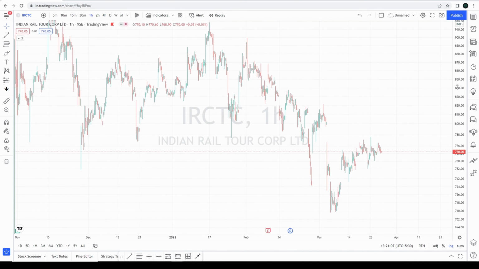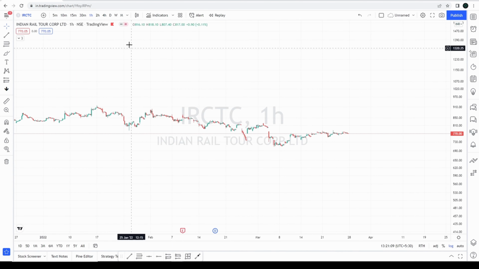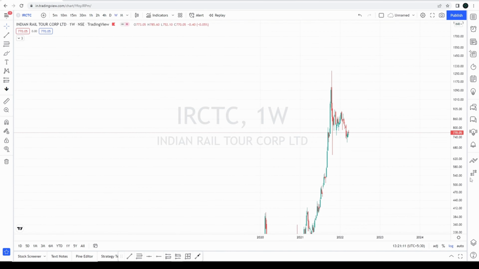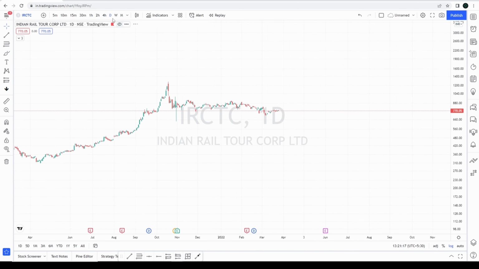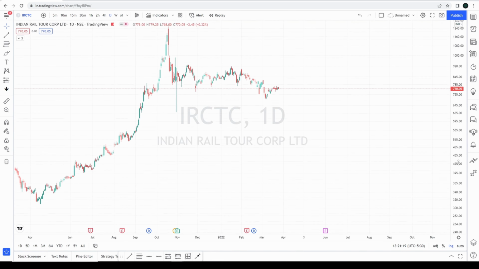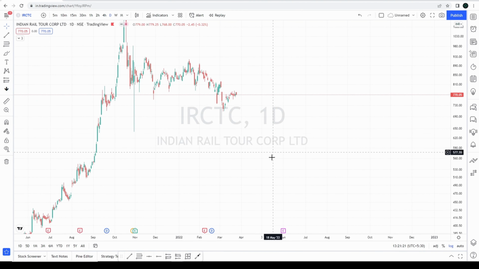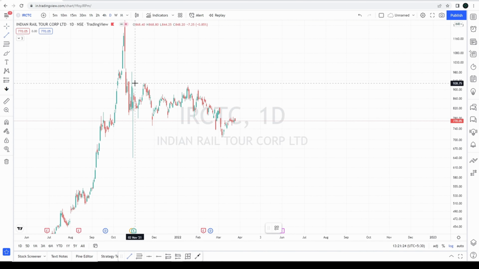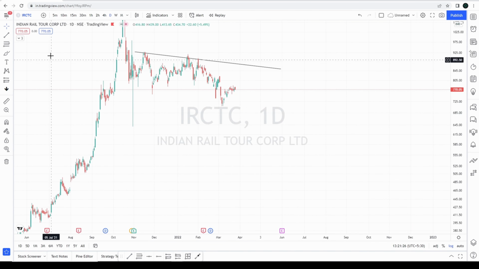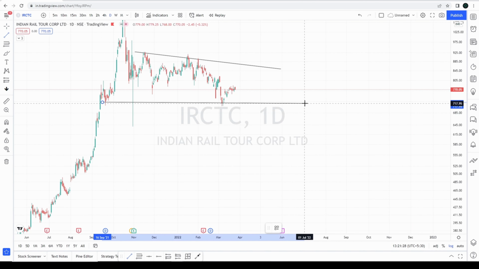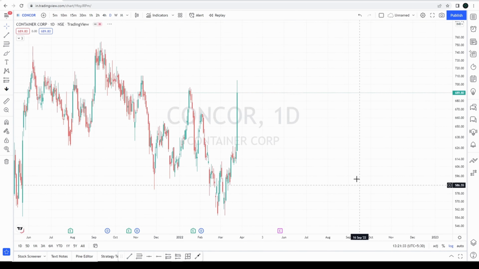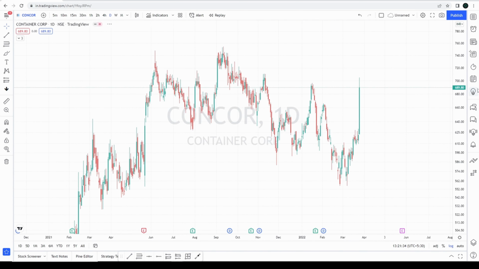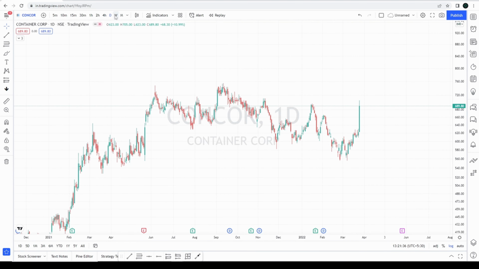Next is IRCTC. Let me delete this one. Let me go to the weekly time frame. In the weekly, it was pumping, now it's coming down. Let me go to the daily time frame. So what I have here, for example, let me connect these reversals and this. No, we just ignore it and go to the next.